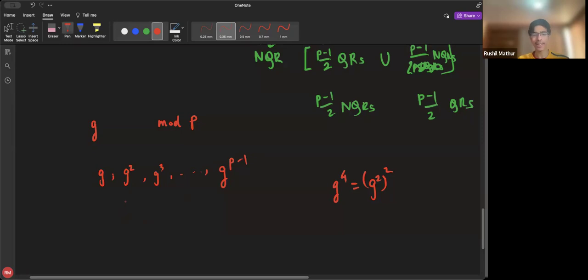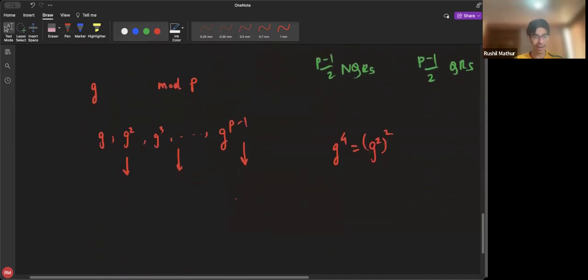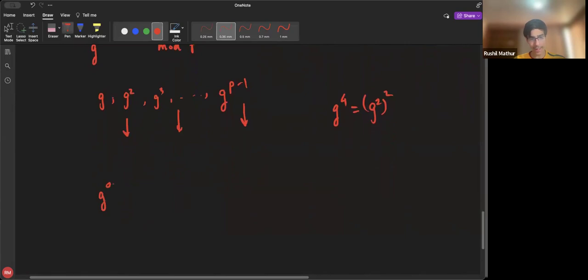So again, we're using the same sort of trick. And these are all QRs. And then it's pretty clean, right? Because now you can think of your NQR as g to the odd. And then you're just saying g to the odd times g to the odd is g to the even, which is true. So that's another way of thinking about it. Does anyone have any questions about what I did so far?